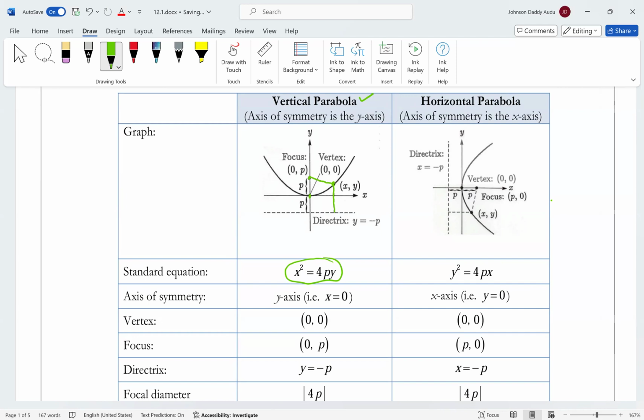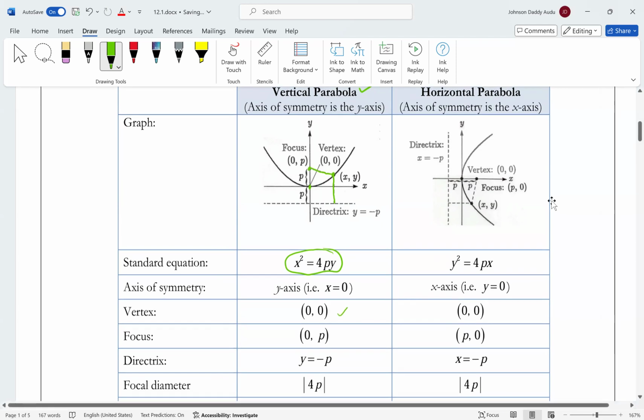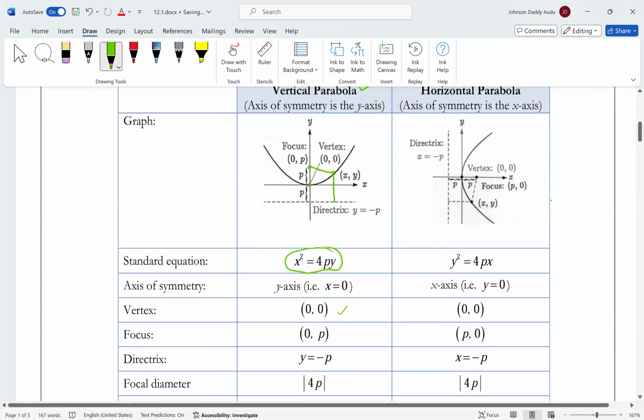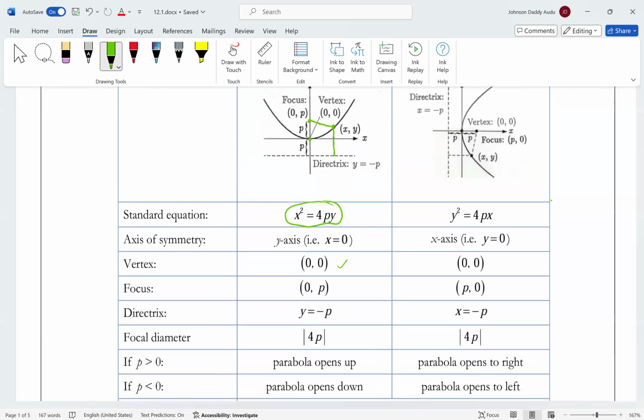We have the vertex at the origin, 0, 0. The focus, you can see the focus is where? It is on the y-axis. So that is why, because the focus must be on what? It must be on the axis of symmetry. So our axis of symmetry here is y. And then we have the directrix, which is just the line y equals minus p.